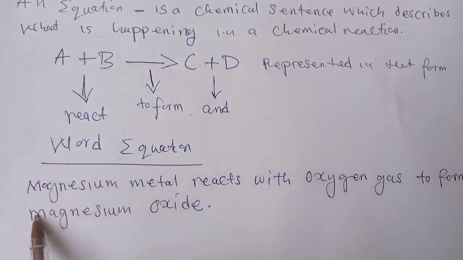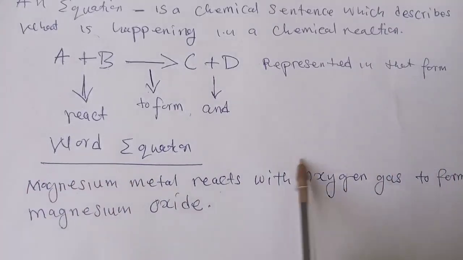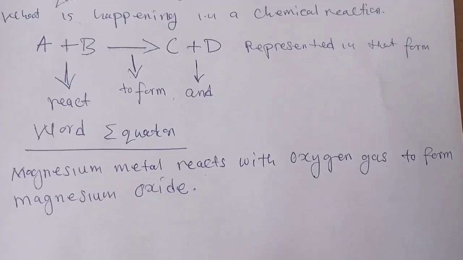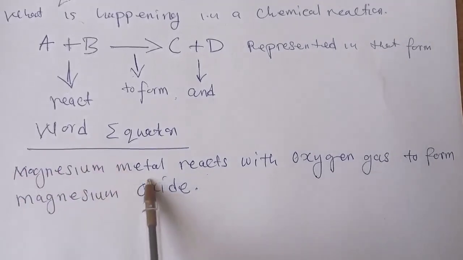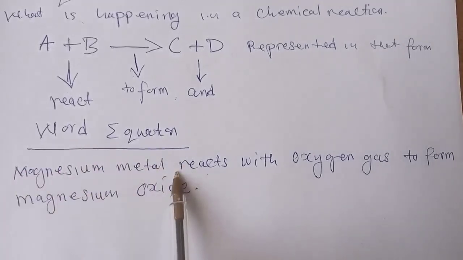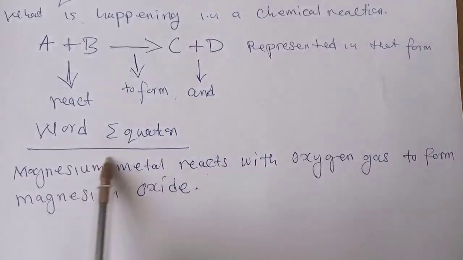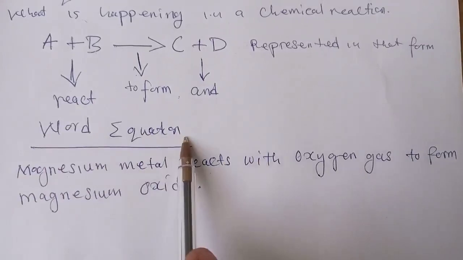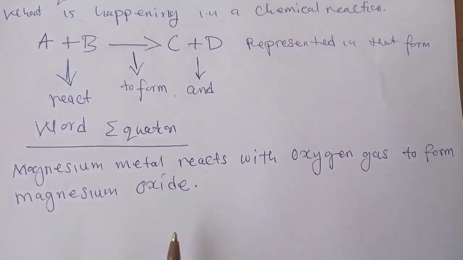So this is what we call a word equation. It is the equation that is represented in words. Magnesium is even described as a metal. You know that it is a metal. So this is an equation in words. The word equation is an equation in what? In words. So you need to know all this.